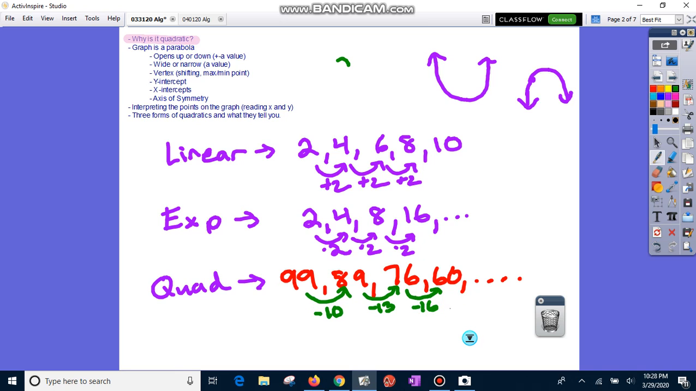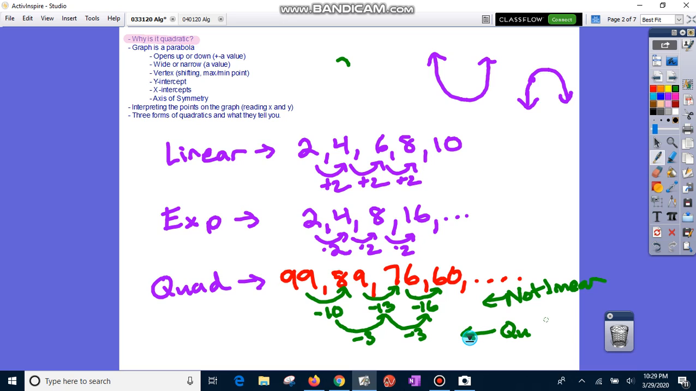Well, what this tells us, since those minuses are not the same, is this tells us that it's not linear. But we don't know about quadratic yet. So if we look at the second level of differences, to go from negative 10 to negative 13, you go minus 3. To go from negative 13 to negative 16, you subtract 3. So since these are the same, that's what makes this one a quadratic, is what we talked about. Because it's the second level of differences that is the same. So that's why it is quadratic.